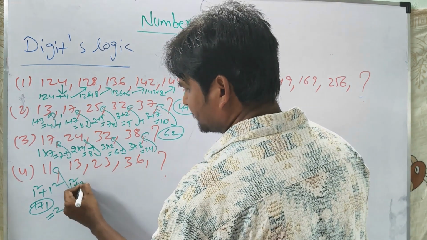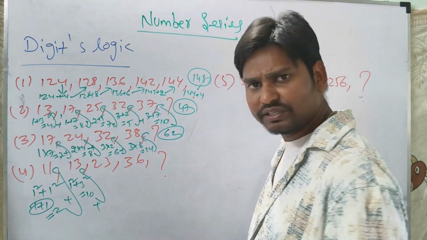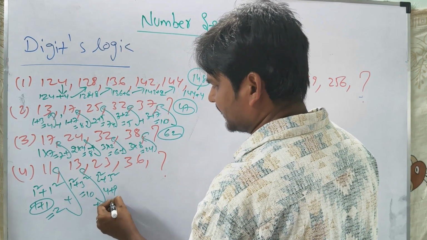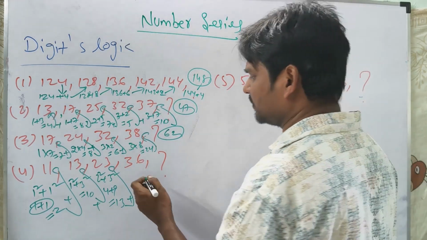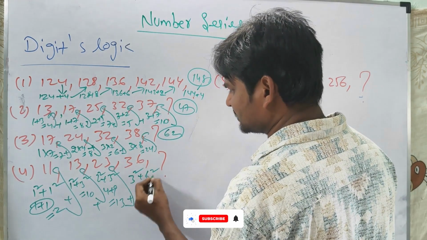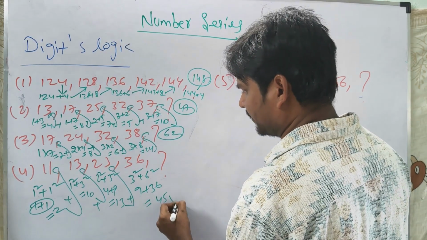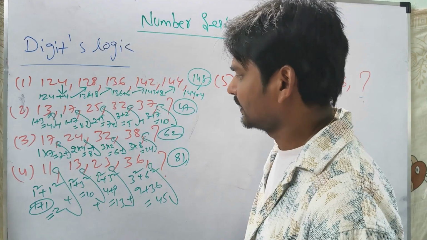Now 1 square plus 3 square gives what? 10. 10 added to 13, then you get 23. Now 2 square plus 3 square, 4 plus 9, gives what? 13. 13 plus 23, 36. Next would be what? 3 square plus 6 square, 9 plus 36, gives what? 45. If you add 45 to 36, it gives 81.